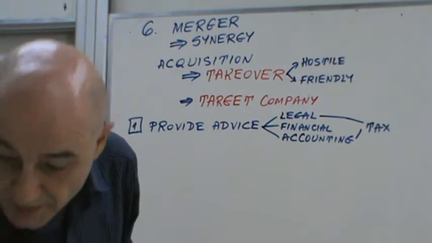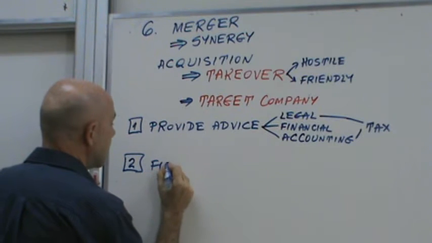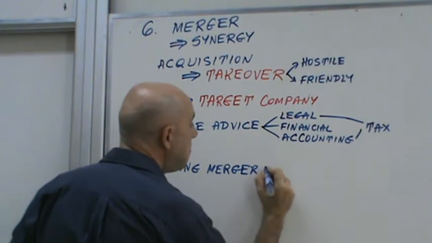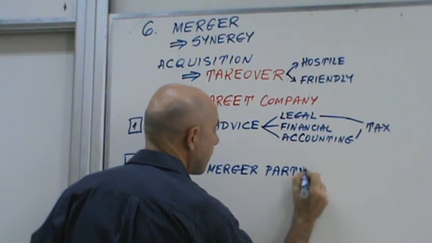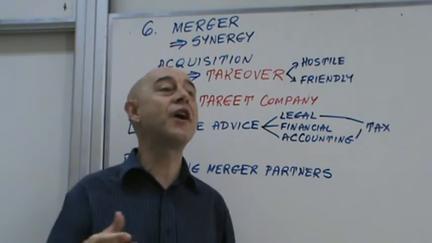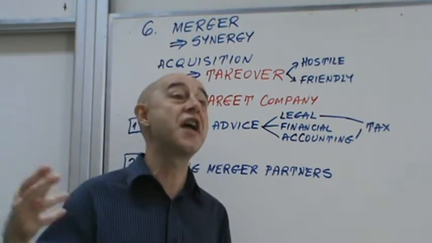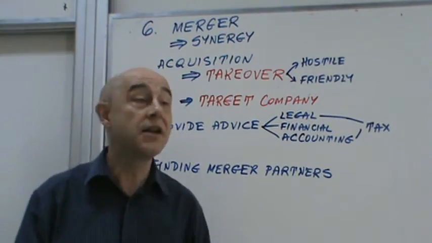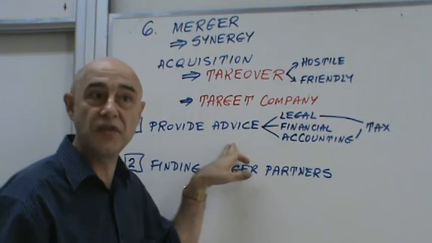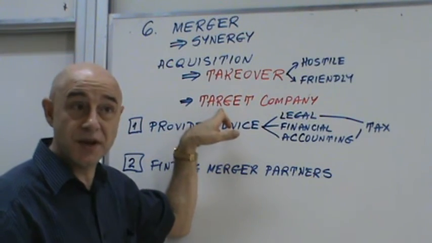Number two. Finding merger partners. Of course, the acquiring company may already have a merger partner in mind. They may be already looking at that particular company, which they like for whatever reason, and they'll maybe contact the company itself, or better, they'll contact first the investment banker for all the advice, and then decide if they're going to contact what's called the target company, okay?